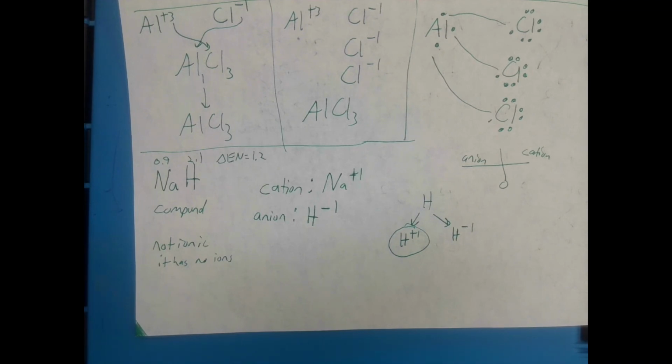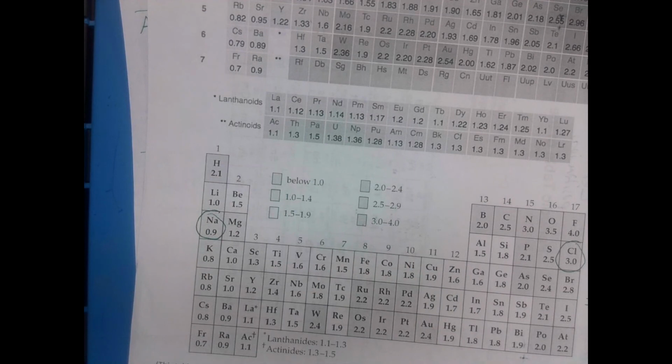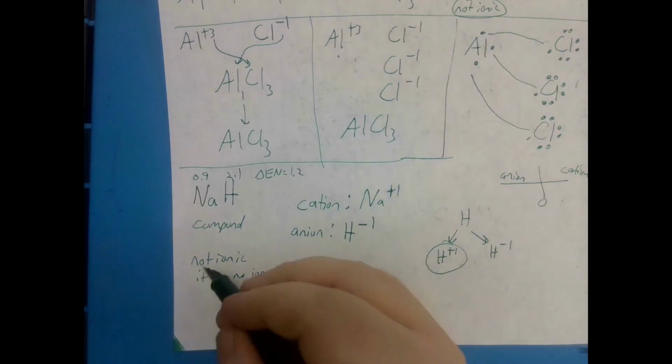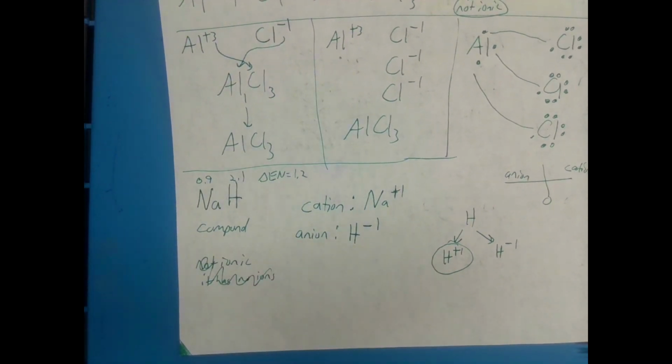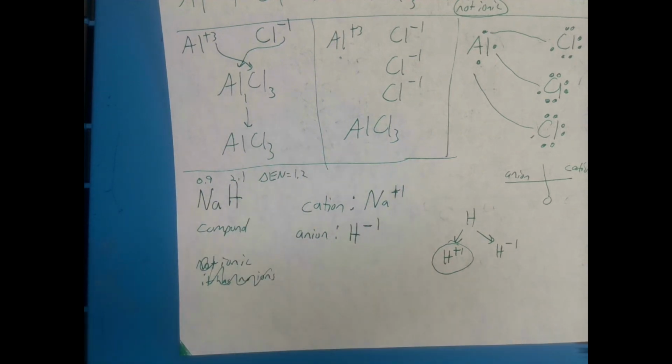Let's see if this is actually an exception. I'm not for sure if this value is only for the H plus. Okay, for some reason this is considered ionic. Why? That's a good question. Again, this one is one of the exceptions where hydrogen.